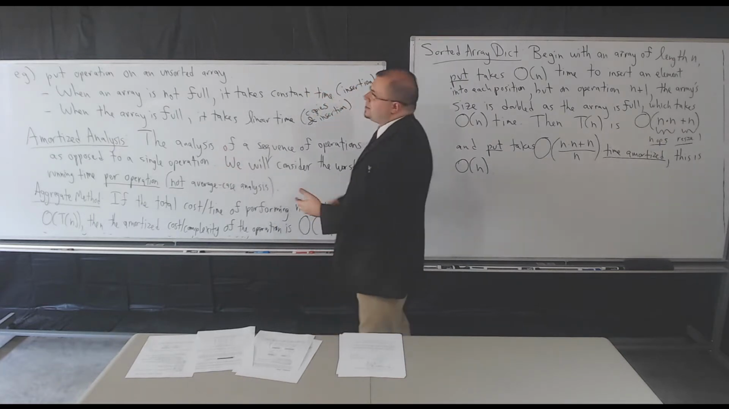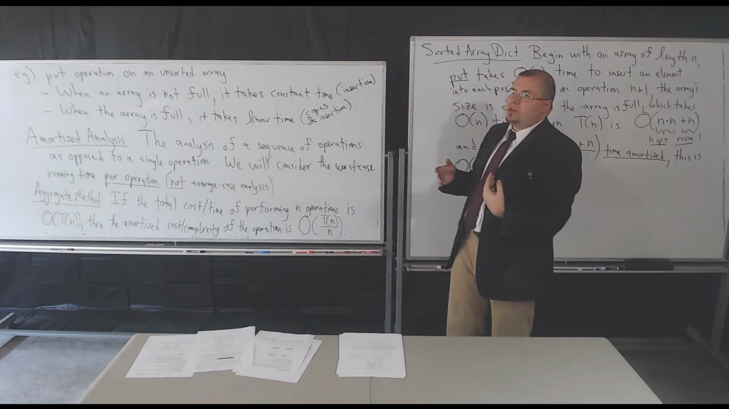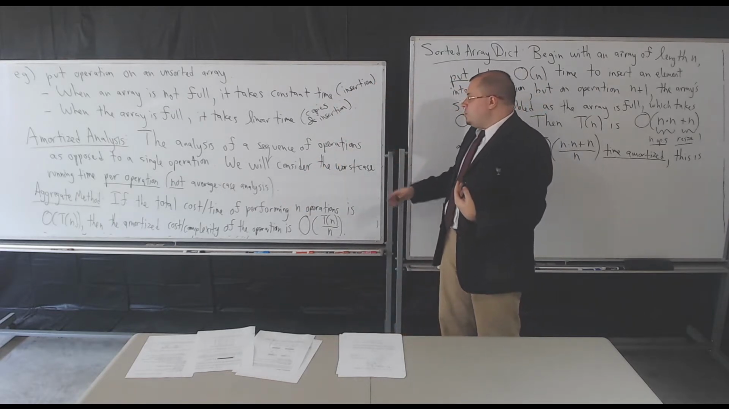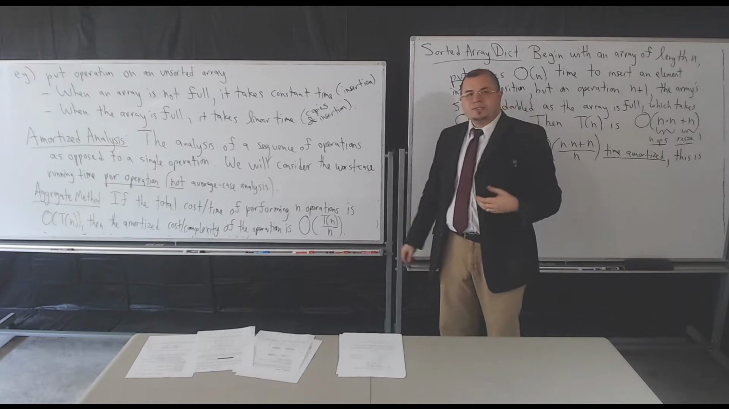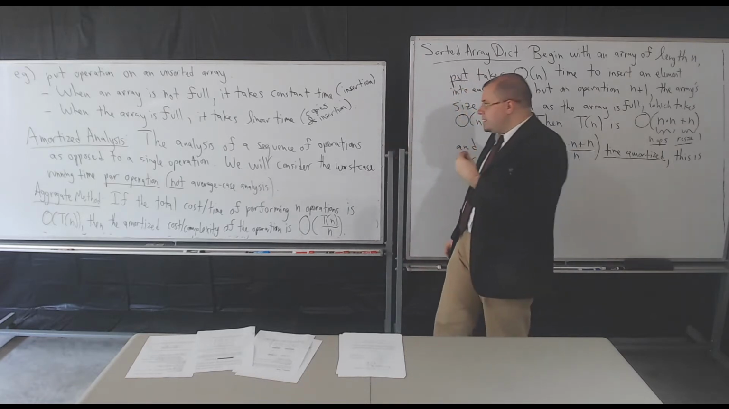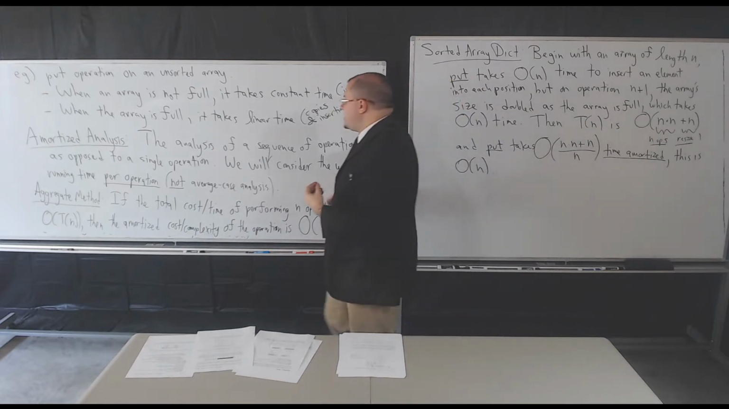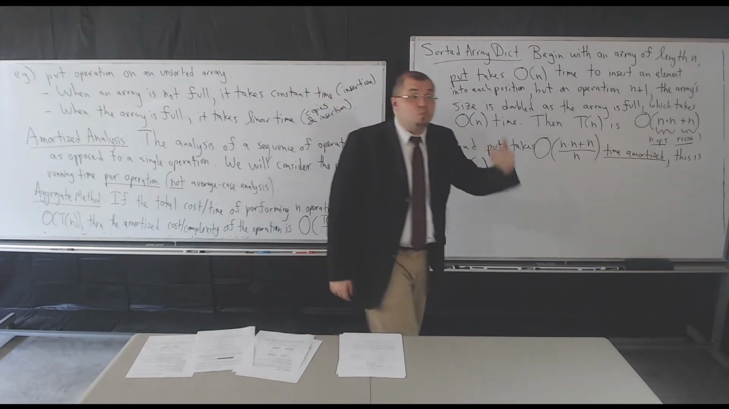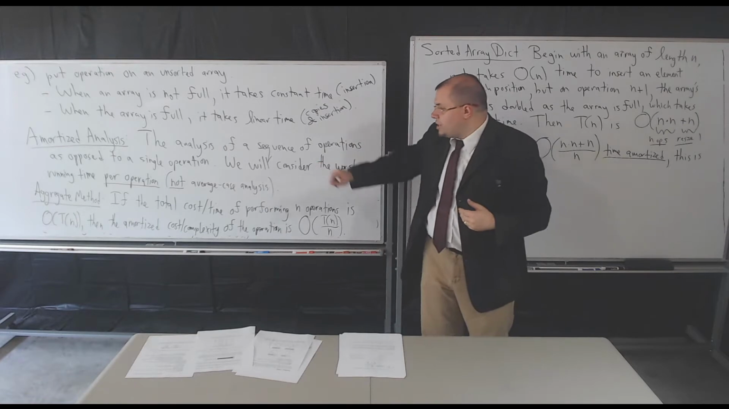So what we want to do is come up with a bit more of a realistic way of talking about this. So we're going to look at a sequence of operations, for example, a sequence of put operations into a dictionary. And we consider the worst case running time of each one of those per operation.